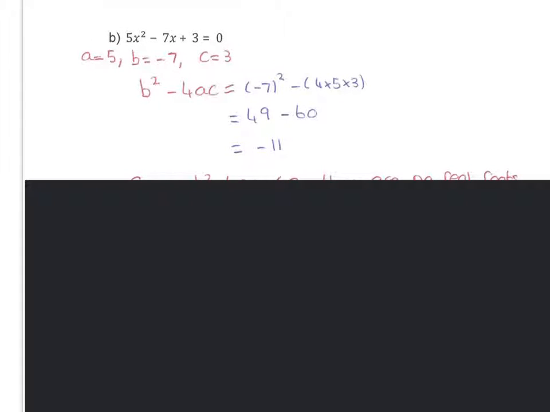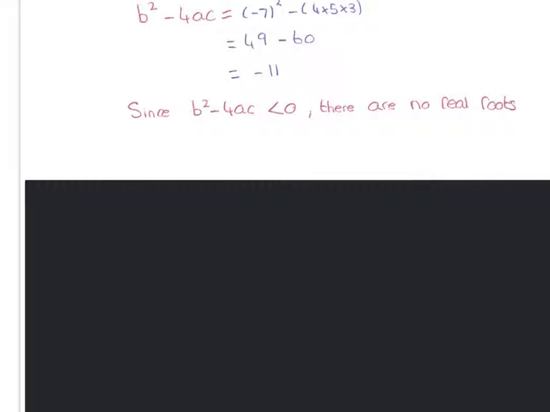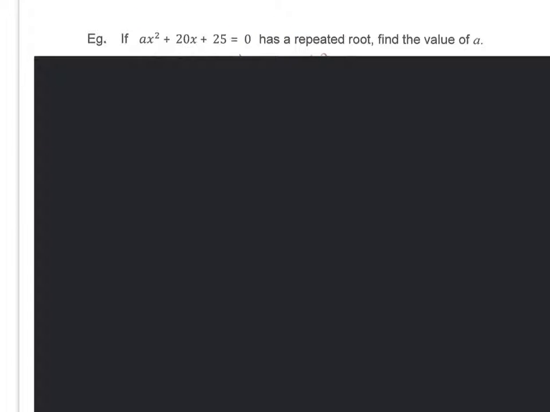So our discriminant has worked out to be negative. It's a value less than 0. Looking back at our notes, if the discriminant is less than 0, it means there are no real roots. So basically, if we were to sketch the curve 5x squared minus 7x plus 3 and draw it out, it wouldn't cut the x-axis at any point. There are no real roots.